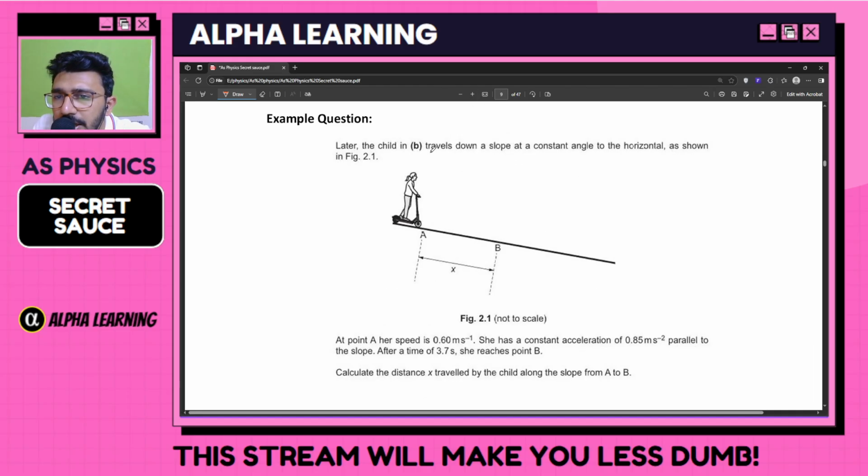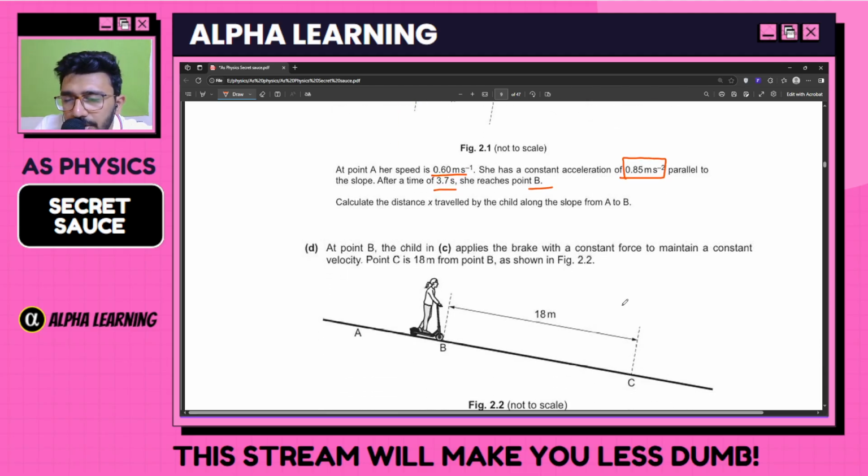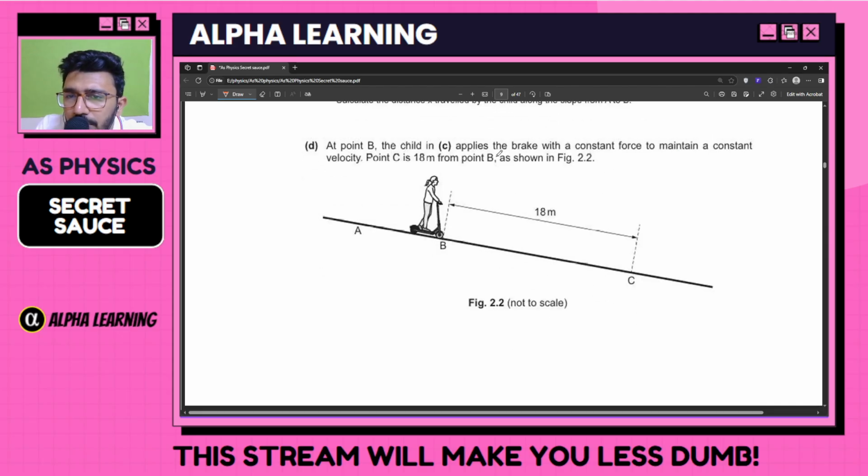Let's solve this. The child in B travels down a slope at a constant angle to the horizontal as shown in figure 2.1. At A, her speed is this. She has a constant acceleration of 0.85 ms minus 2 parallel to the slope. After a time of 3.7 seconds, she reaches point B. So at A, she has a speed of 0.6 ms minus 1. At B, she reaches after 3.7 seconds and has an acceleration of 0.85. We don't need to calculate the distance right now. I am only concerned with the graph.